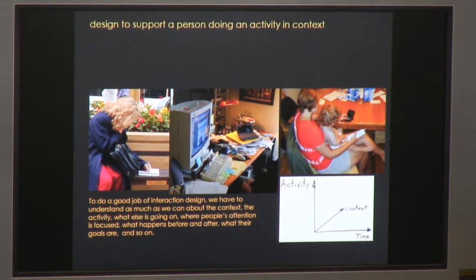So here's some examples of some context. In the middle, here's a very messy desk. So you can imagine if you're designing a mouse or input device, it might work really well in the lab, but in the real work context where you've got your desk surrounded like that, it may be difficult.